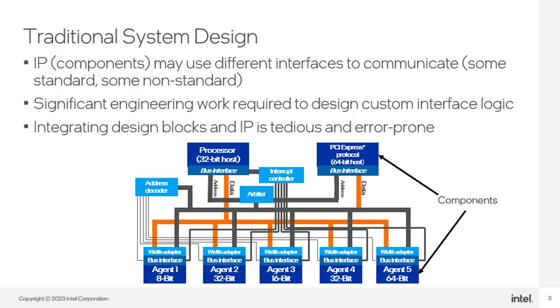System design can be a difficult process. Here's an example of a typical system. Different devices or IP in your system, referred to as components in Platform Designer, may have different interfaces that need to communicate with each other in order for the system to work. This requires a lot of engineering effort to design custom interface or glue logic to enable this communication, including things like arbitration and width matching.